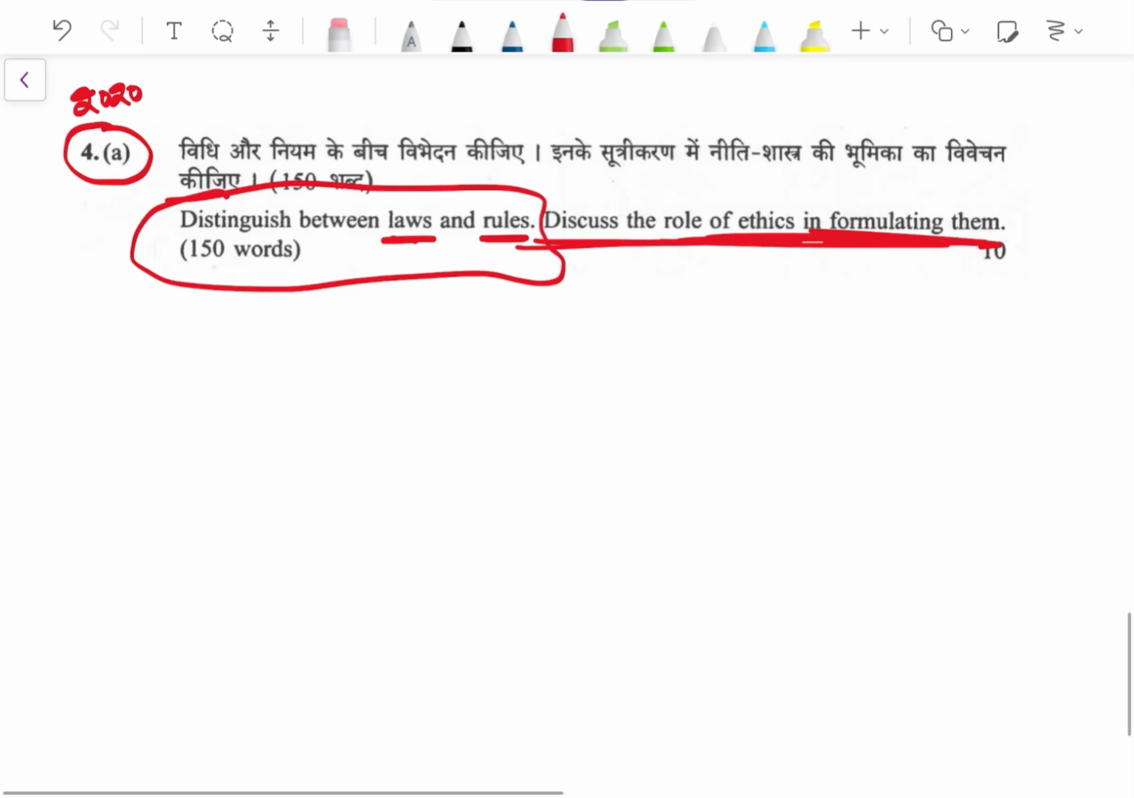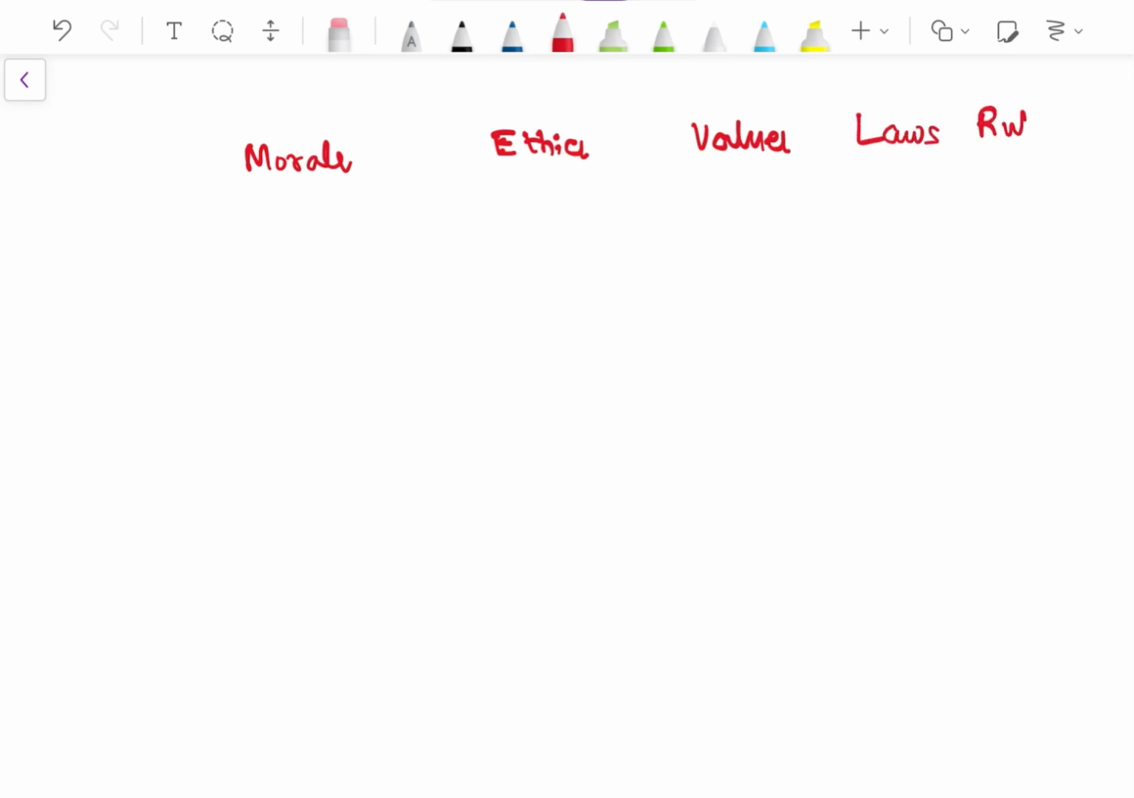So now let's go over the basics we have discussed till now. We have discussed morals, ethics, values, laws, and rules. Okay. So morals are individual centric.